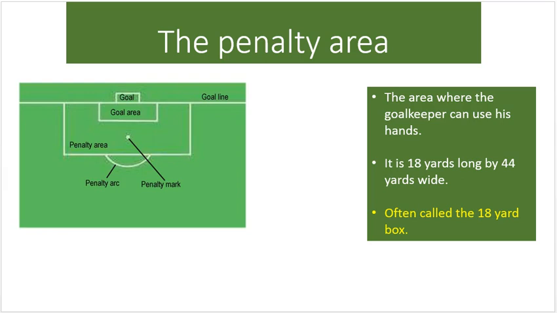And that's where the penalty arc comes in. The penalty arc is so that all players can position themselves at least 10 yards away from the kicker at the penalty spot. That's the whole point of that penalty arc, and the only real time that it comes into play.